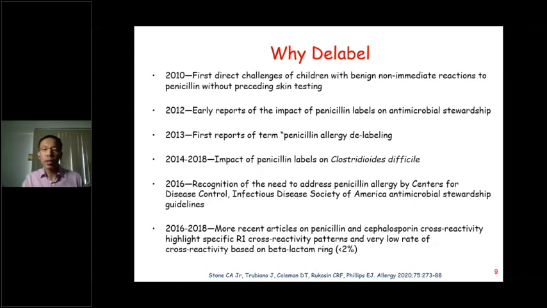And I think because of this newfound knowledge, there was even a greater impetus then to think about whether patients who were labeled with penicillin allergy were truly penicillin allergic in the first place, and whether it was safe enough for them to be given a cephalosporin or in fact even a carbapenem.